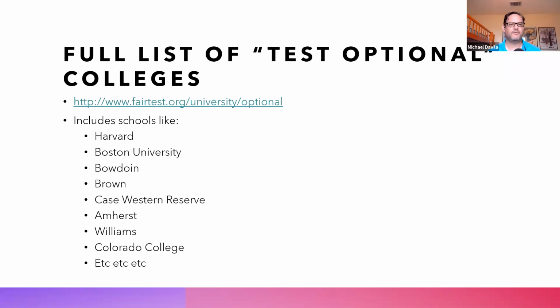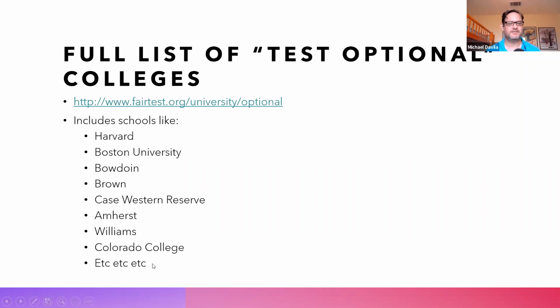So what if I want to see a full list of the test optional colleges? This website here, fairtest.org, when you go into their menu, will list every single school. And it is a super lengthy list. And I'm not going to go off this PowerPoint because it's a pain to get back onto it. But when you go there, you can sort it by state to easily see, hey, if I'm applying to a school in Colorado, you can sort it by the state and find it.